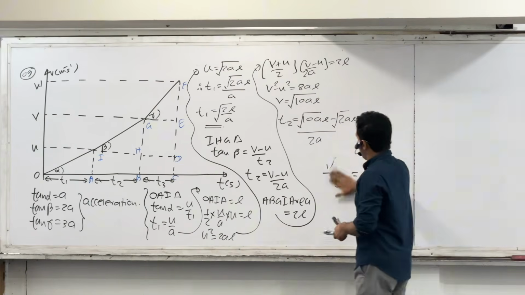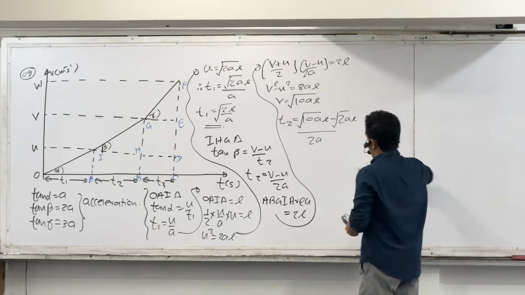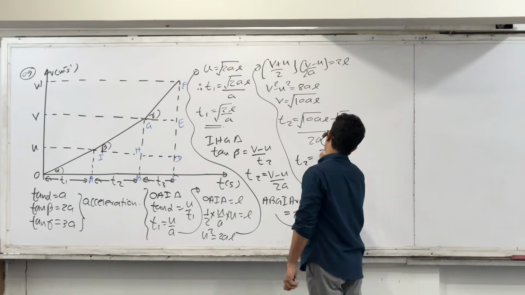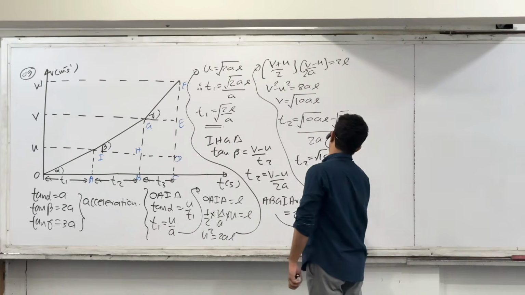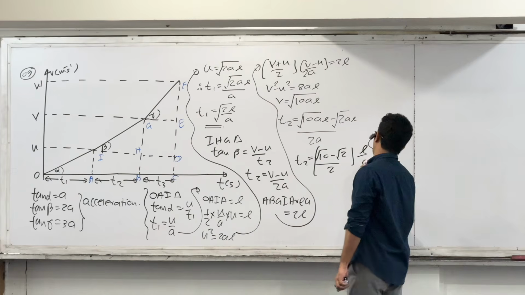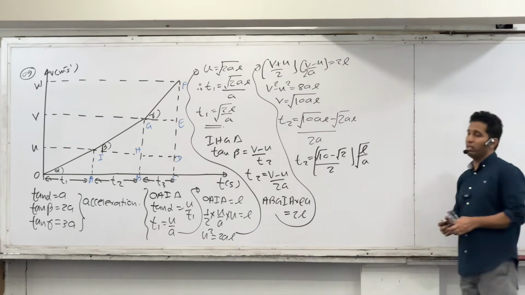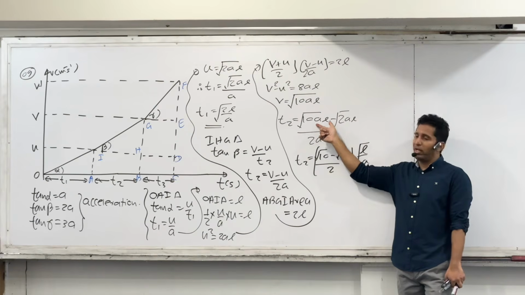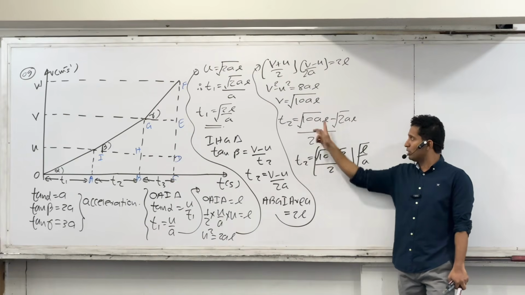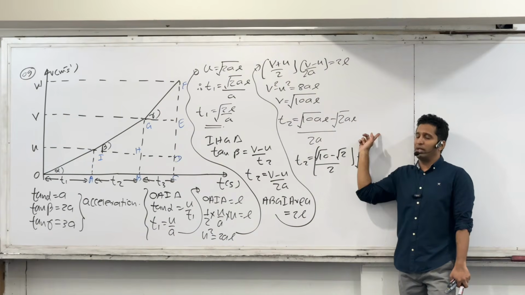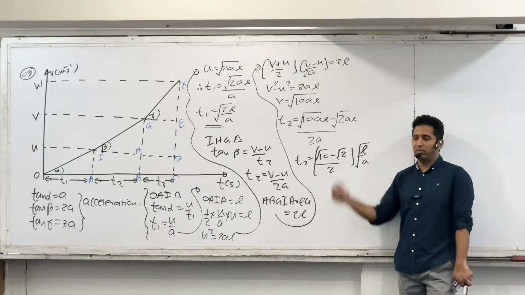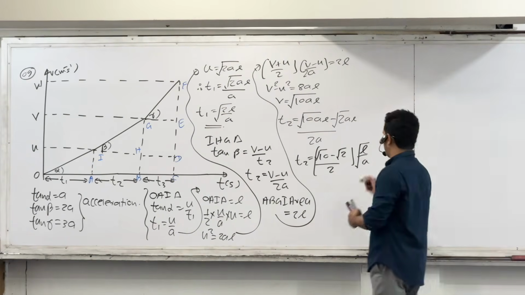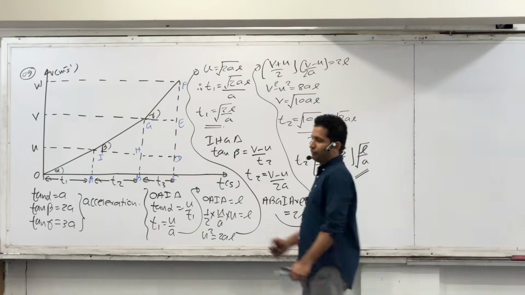For T2, I will take directly what the answer is after simplifying: T2 equals root 10 minus root 2 divided by 2, times the square root of L over A. What I have done is taken root AL out. When you take root AL out, you get root 10 minus root 2 divided by 2, and A was there again. Root AL over A means the square root of L over A. Now this is T2.